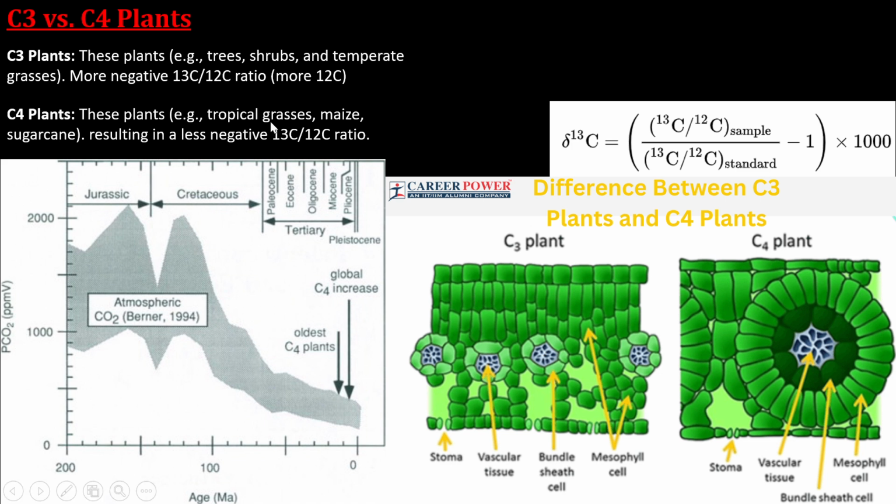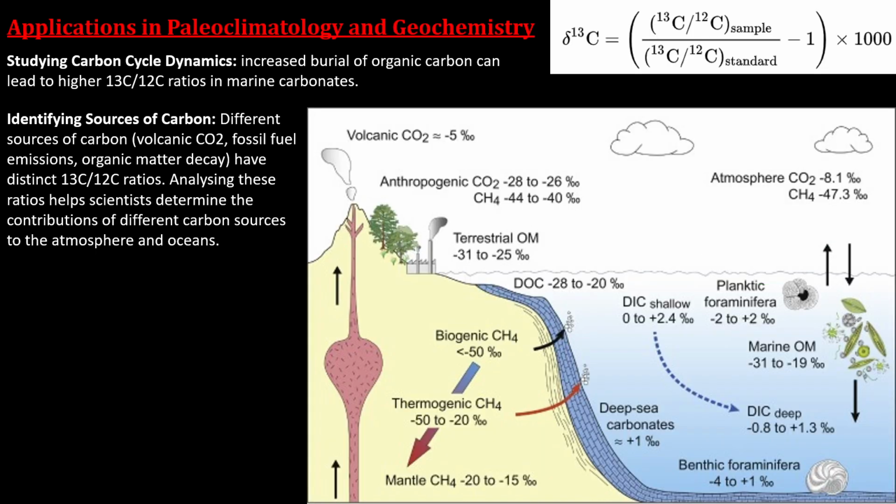But C4 plants like tropical grass, maize, and sugarcane have a less negative carbon 13 to carbon 12 ratio, which means that the carbon 12 uptake concentration will be low and carbon 13 will be enriched, so that's why they are less negative. The uptake concentration of carbon 12 in C4 plants will be low compared to C3 plants.